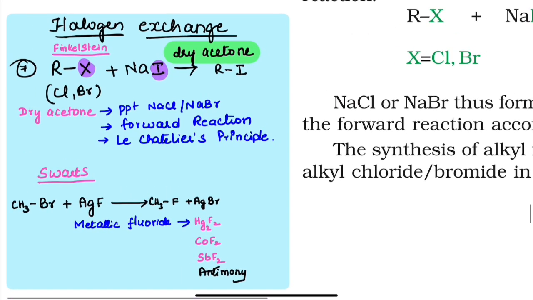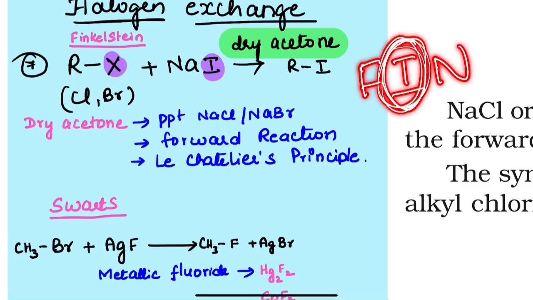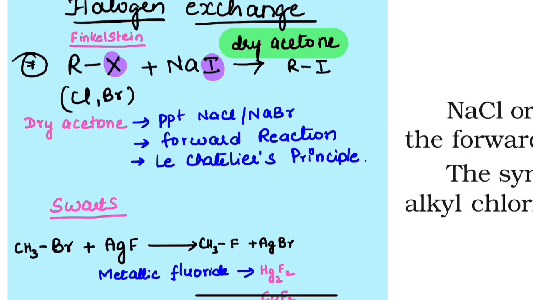Here, simply remember that the Finkelstein reaction is used for the preparation of alkyl iodide. Remember it like this: Fin, Fin, I is present, and I means iodine. So in the preparation of alkyl iodide, we use the Finkelstein reaction. Take RX, where X can be chlorine or bromine, and treat it with sodium iodide in the presence of acetone. The halogen will be replaced with iodine.